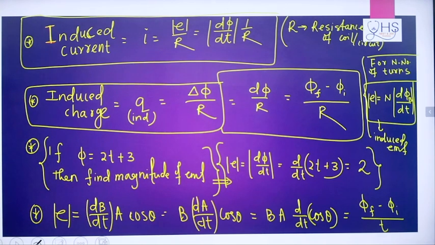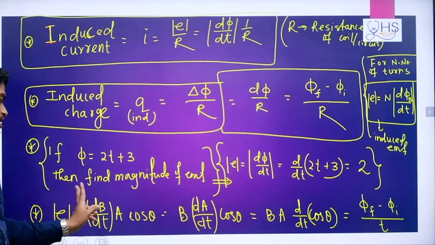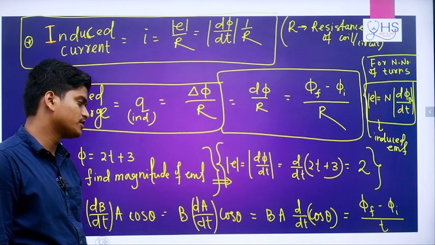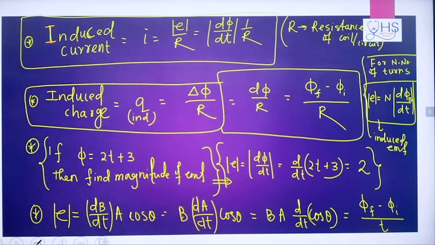And next, how many types of changes can happen? Flux changes can happen by variation of B with respect to T, or variation of A with respect to T. Like that you can understand. I hope you understand. Okay, let's move on to the next thing.